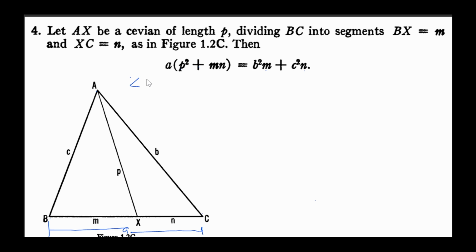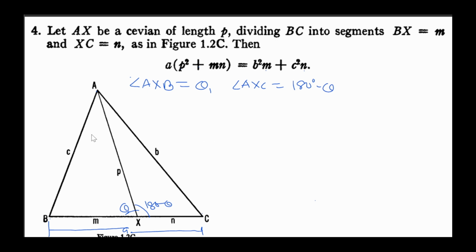Angle AXB is equal to theta. So this angle is theta, and then this angle will be 180 minus theta. That is, angle AXC is equal to 180 degrees minus theta, because BXC is a straight angle. That is, AXB plus AXC is equal to 180 degrees.